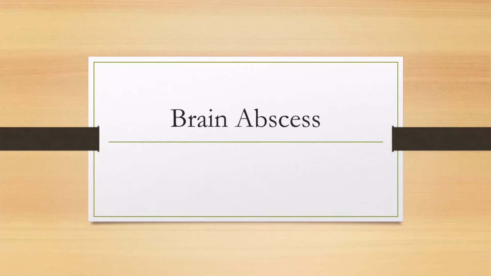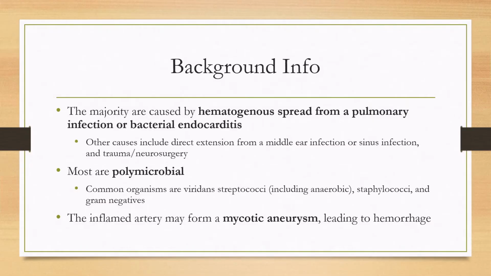Let's talk about brain abscesses. So the majority of these are caused by hematogenous spread from a distant source, such as a pulmonary infection or bacterial endocarditis. Some other causes can include direct extension from a nearby infection, such as a middle ear infection or a sinus infection. And trauma and neurosurgery can also introduce these bacteria into the brain.